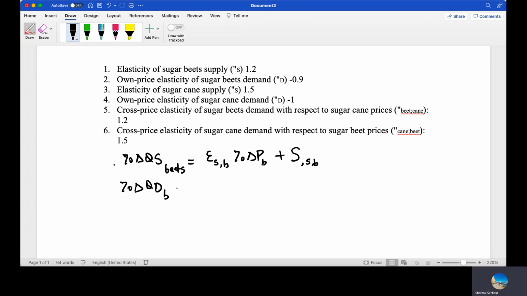Now we can do the same thing for demand for beets. Percentage change, elasticity of demand, and then beets, percentage change, price of beets, plus if there is a certain shock, okay? And the other thing you have to remember now is essentially the cross price elasticity, right? So this is where you have to be a bit careful, okay?